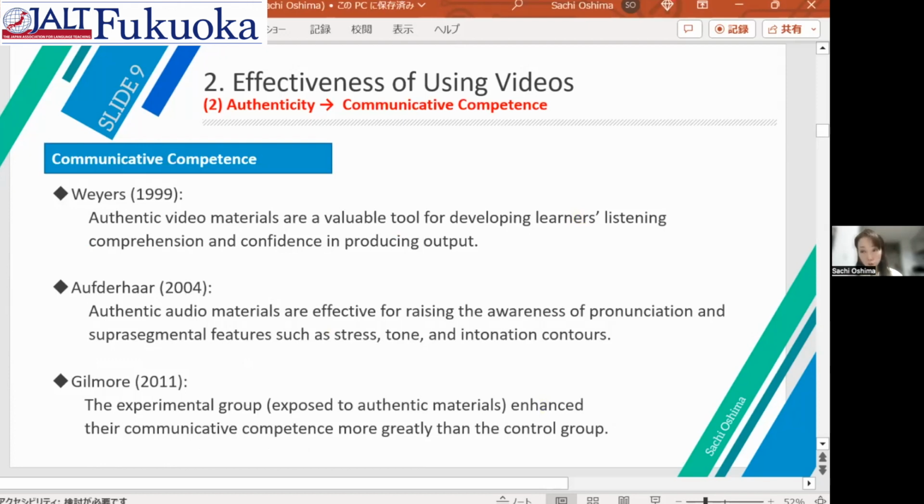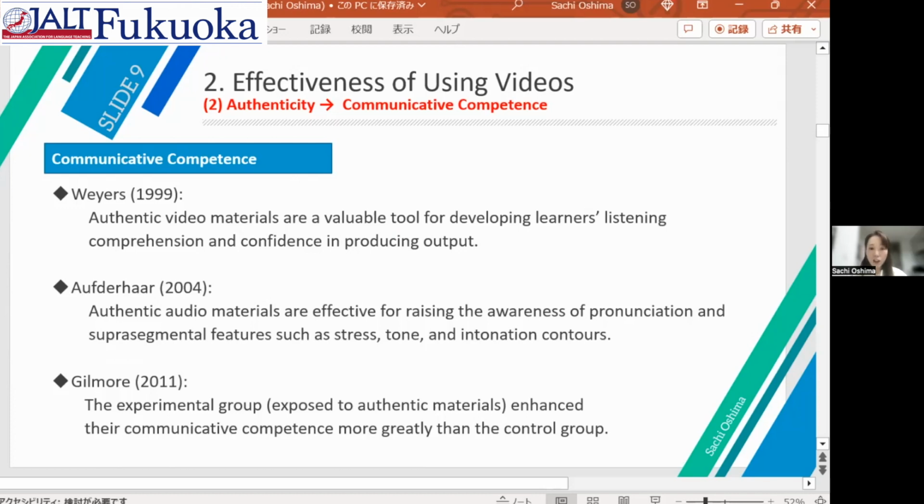Authenticity also seems to have a positive impact on communicative competence. Weyer, 1999, suggested that authentic video material, and I will use video, okay? So authentic video materials are a valuable tool for developing learners' listening comprehension and confidence in producing output.